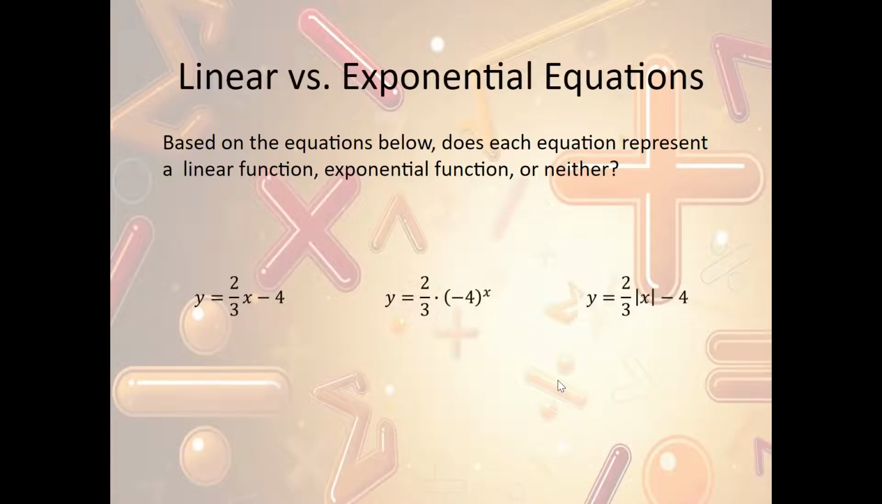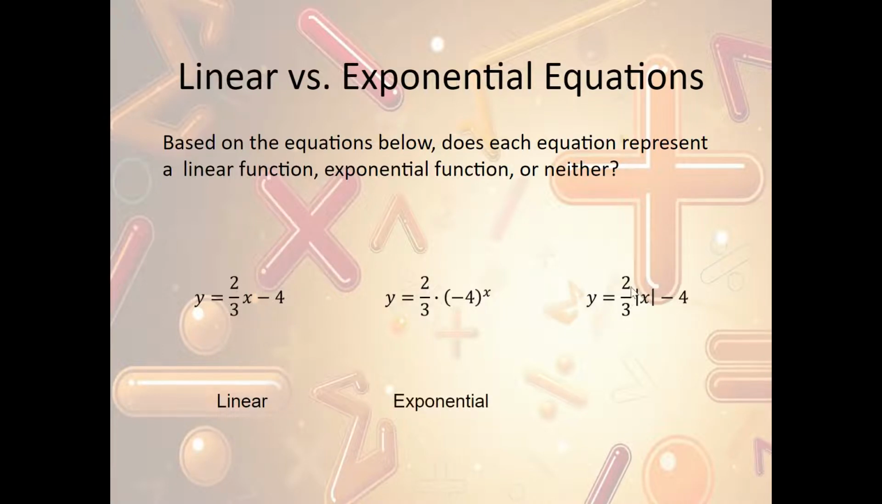Now looking at the equations, we have y equals 2/3 x minus 4. Well, both of them have a power of 1, and we have both the x and y, so that one we said was linear. It also looks like y equals mx plus b, so we know it's linear. Now this one is y equals 2/3 times -4 to the x power. Well, we should notice that looks like b times a to the x, which is exponential. So this one is an exponential function.